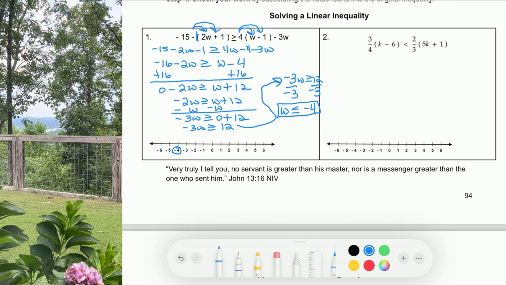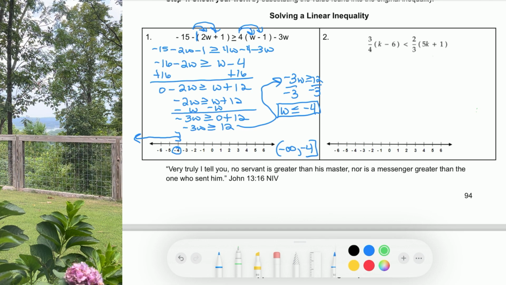So I'm going to find -4. Here it is. It says w is less than or equal to that. So -4 is included in our solution and any number less than. So we're going to go this direction. The interval notation would be -infinity all the way to -4, and -4 is included, so we have our bracket.